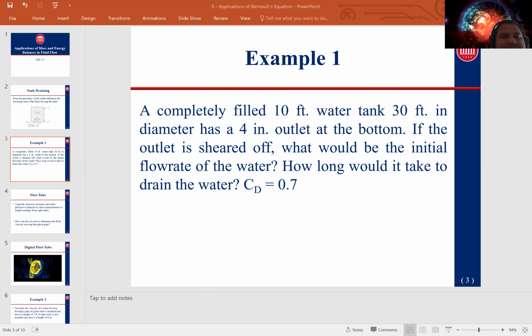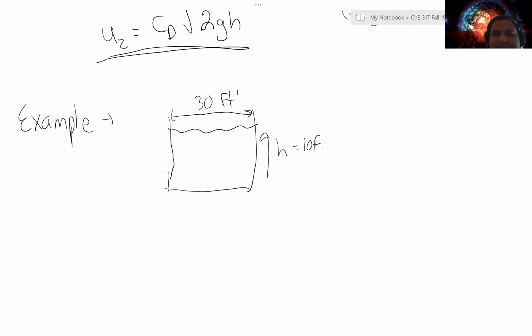So for this example, I have a 10-foot tank, 30 feet in diameter. And I'm going to say the height of the water is 10 feet. The diameter of the tank is 30 feet. It's a really big tank. And the outlet at the bottom is 4 inches.